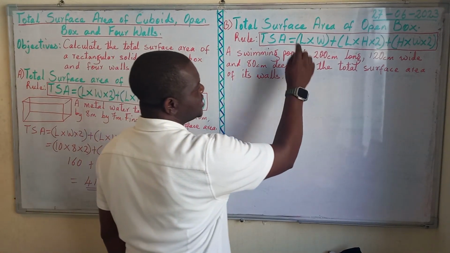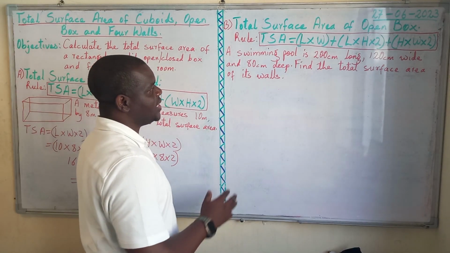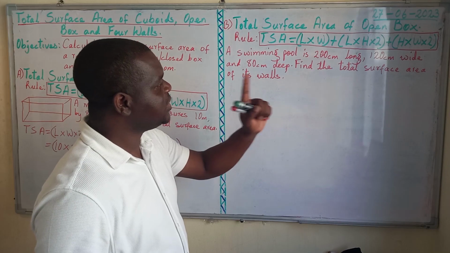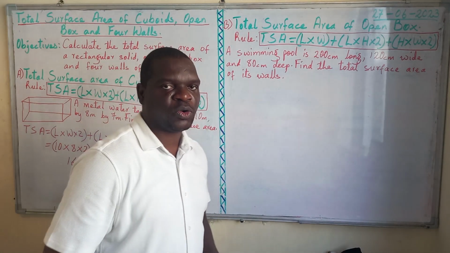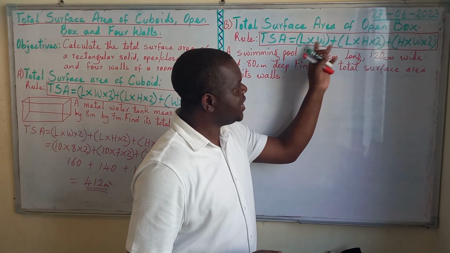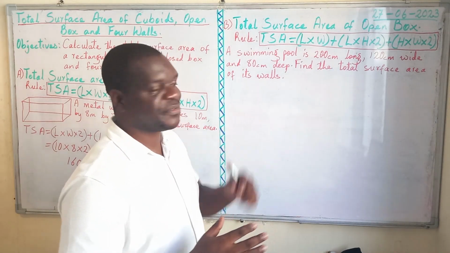This is our example for application. A swimming pool is 200 centimeters long, 120 centimeters wide, and 80 centimeters deep. Find the total surface area of its walls. So we're going to substitute these figures into the rule and multiply accordingly to find our total surface area.